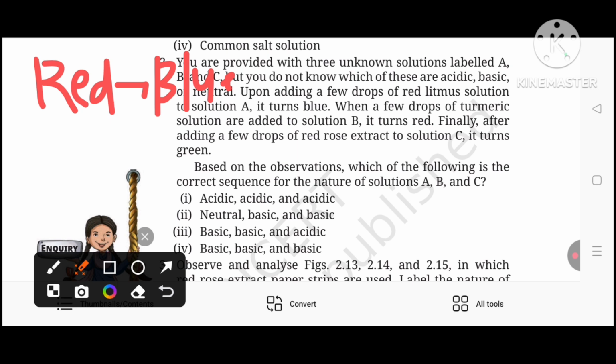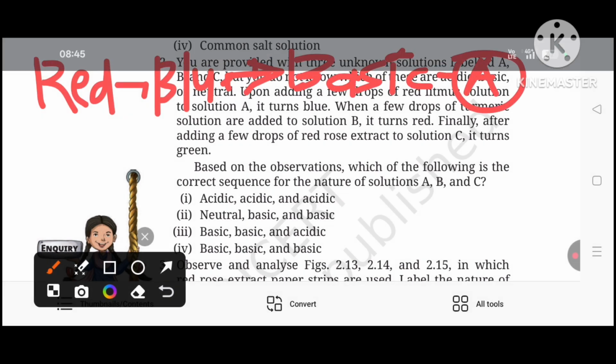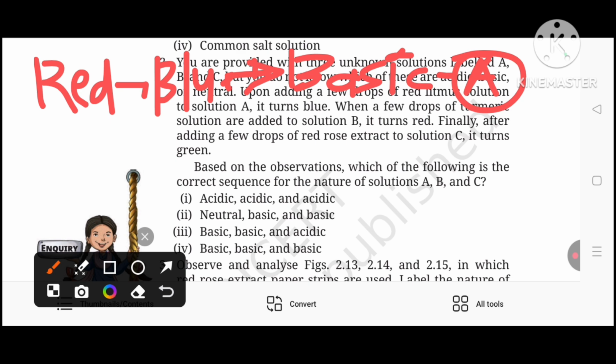We know that if a few drops of red litmus get converted into blue, solution A is basic in nature. For solution B, a few drops of turmeric solution are added and it turns red. We know that an acid will not react with turmeric water, and the color of the turmeric water, that is yellow, will remain yellow in contact with an acid. But when turmeric water comes in contact with a base, it turns reddish brown. So we can say that solution B is basic in nature.